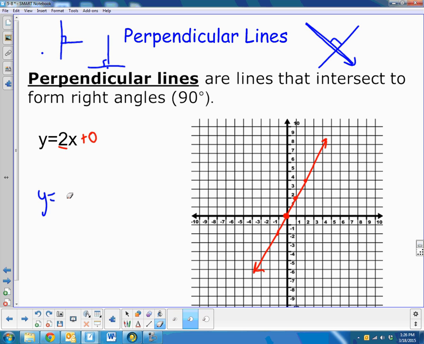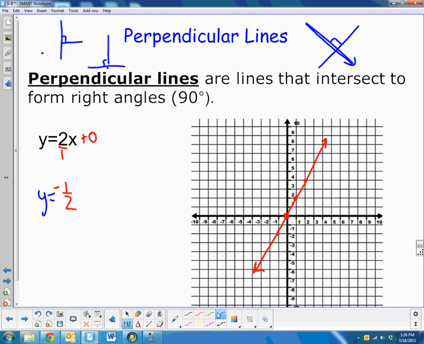What ends up having to happen is that we have to take this number, the slope of 2, 2 over 1, and we take the reciprocal. We flip it over. So we get 1/2 and negative. We end up having to take the opposite and the reciprocal of that number. And let's see what happens now.